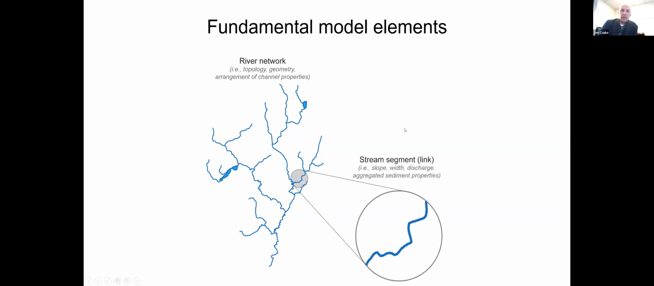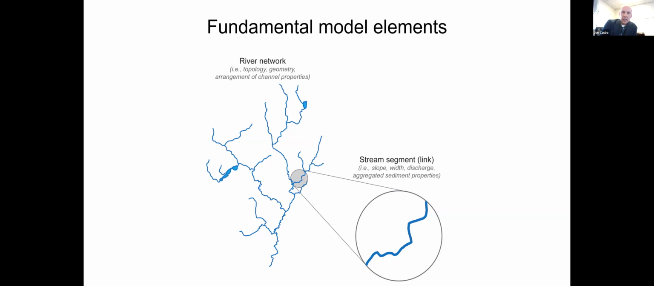And the model's broken down into a few key elements. The one fundamental element of the model domain is a stream segment, or what we'll call a link. And that's a segment of a stream channel, usually in between tributaries. It could be smaller than that, but it needs to be some segment where you have a constant slope and width, and you can apply a certain discharge and channel properties that are consistent throughout that section of stream.